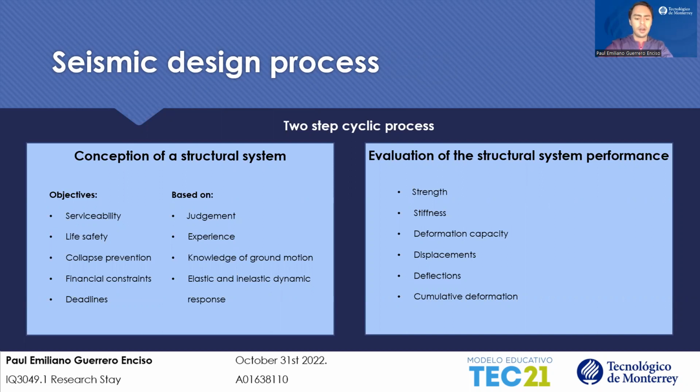The second step would be the evaluation of the structural system performance. We tend to look at all structural members and look out for their strength, stiffness, deformation capacity, displacements, deflections, and cumulative deformation.